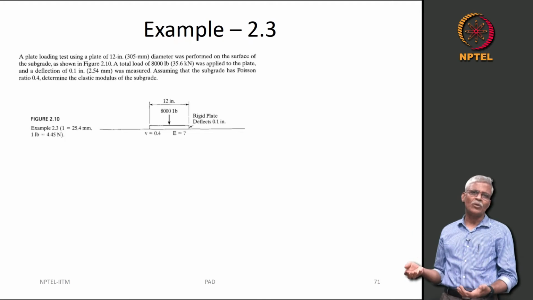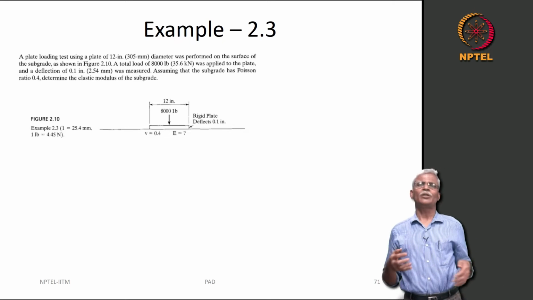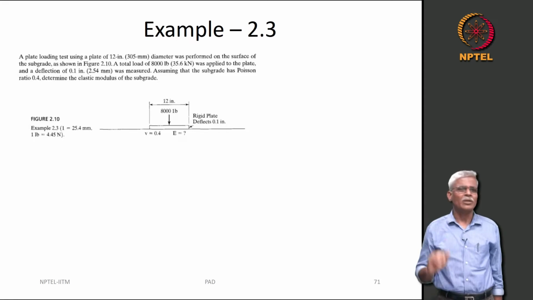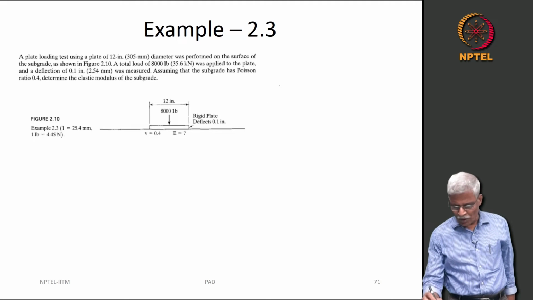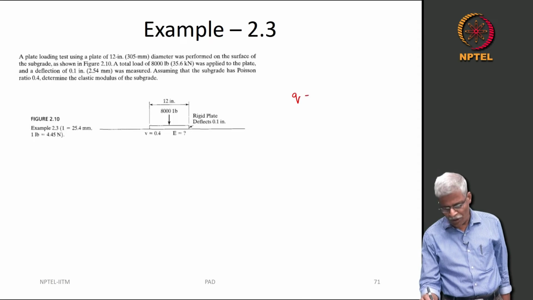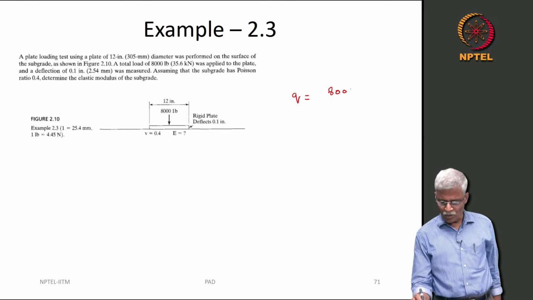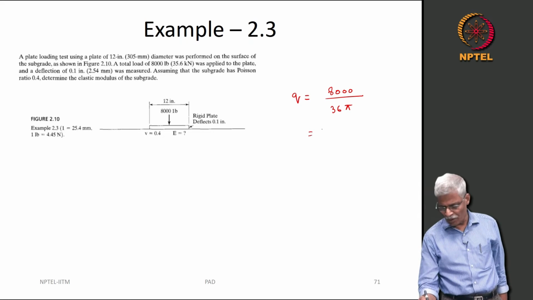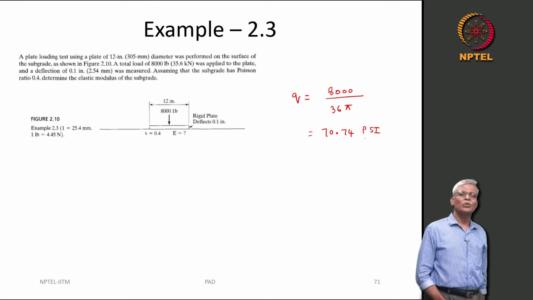In fact, this is the problem that you really want to find out: the modulus of the subgrade, and for that you do a plate load test. The only parameter that you need to assume is the Poisson's ratio. So, first you need to compute Q. What is Q? Q is going to be 8000 by 36 pi, and that is going to be 70.74 psi.